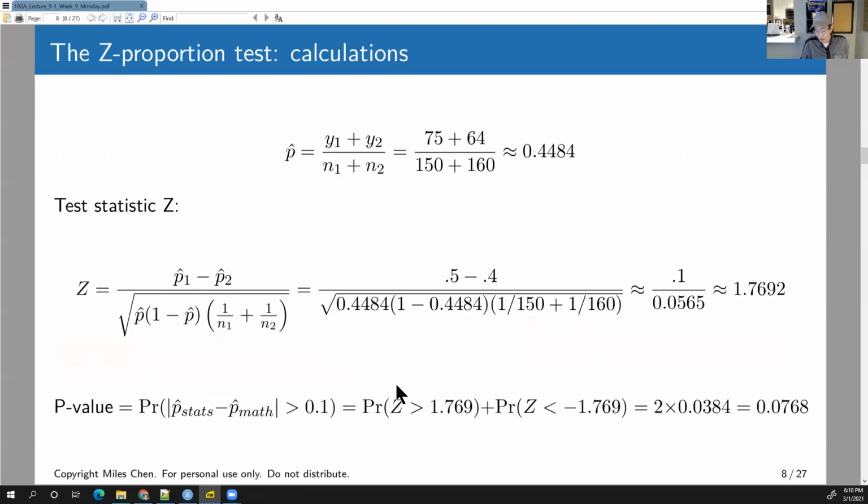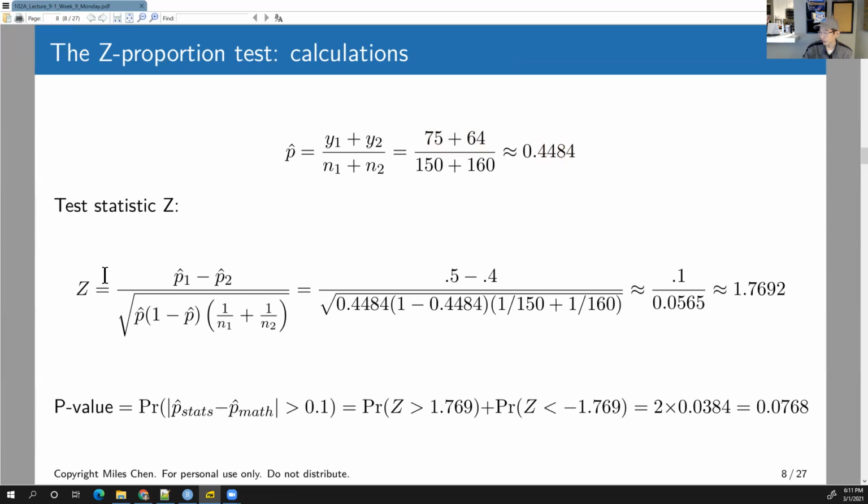All right, and so here are the computational steps for getting our p-value. So the overall p hat is around 45%, 0.448. We surveyed a total of 310 students, and there's a total of 139 out of 310 or something, which is around 0.448.